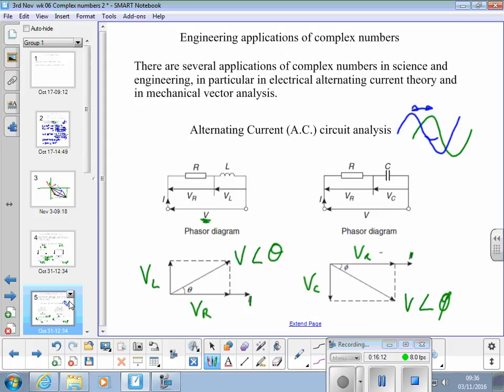VL peaks 90 degrees ahead of VR. They're not peaking at the same time. So when you combine the two, you get the resultant voltage that's somewhere between them. The angle is somewhere between them. So the resultant or the applied voltage is in there somewhere. More about that in science. I really don't want to get too hung up on that detail, but it's important for this module that you do actually solve some typical engineering problems in the exam. You'll be given all the information you need in the form that you need it.